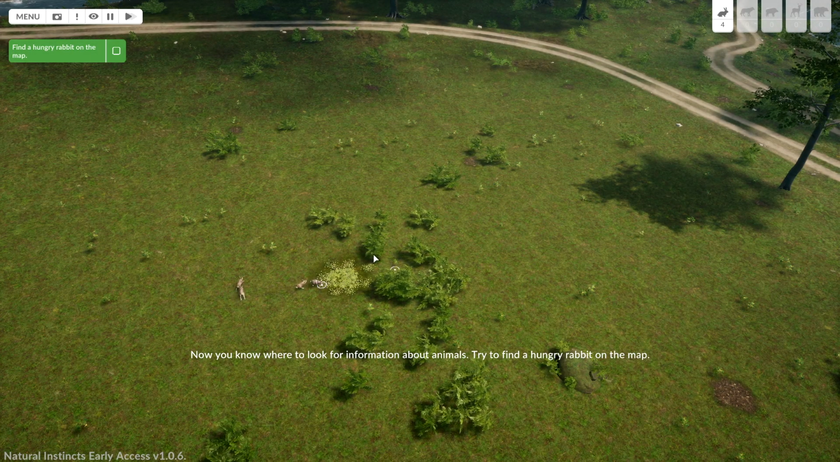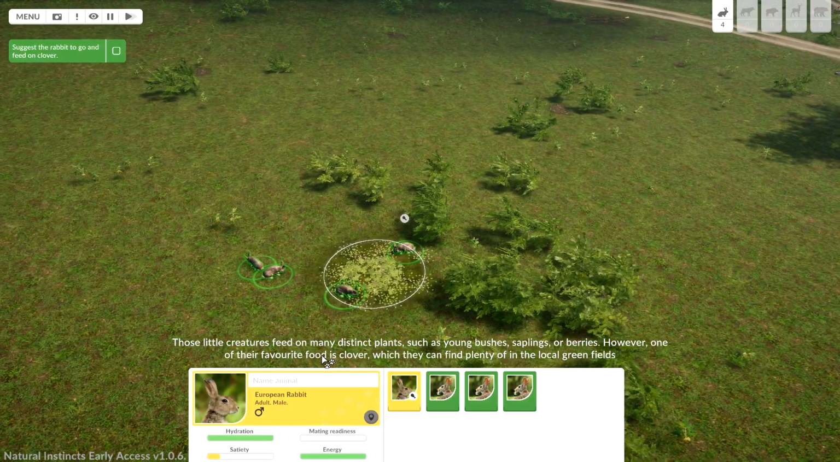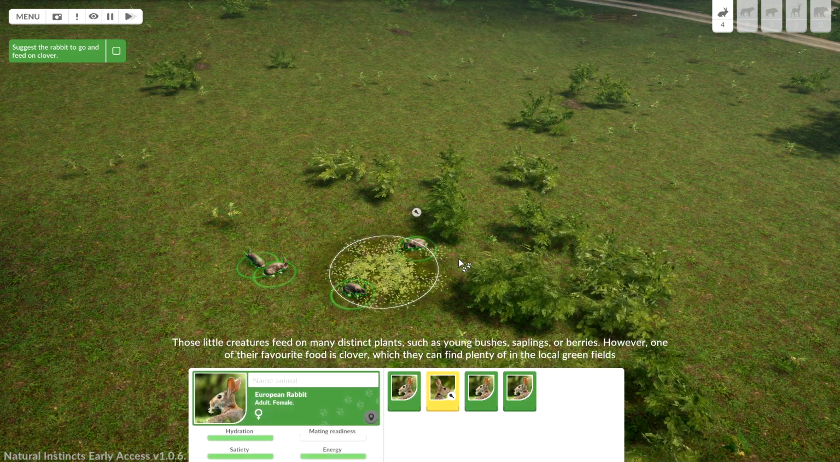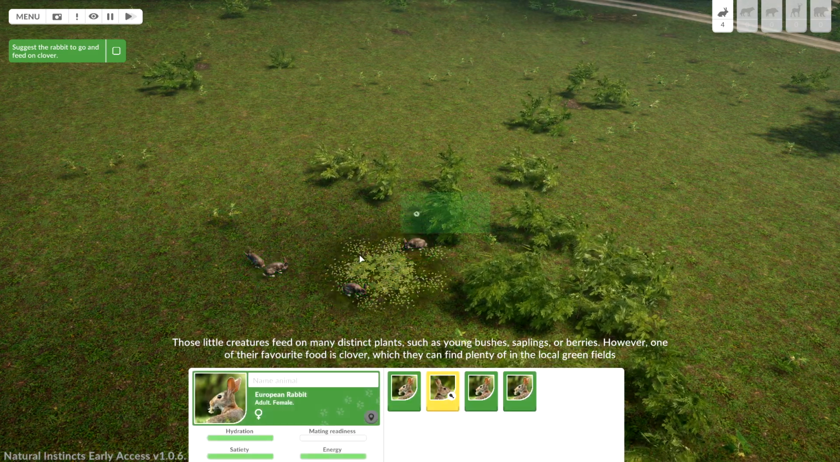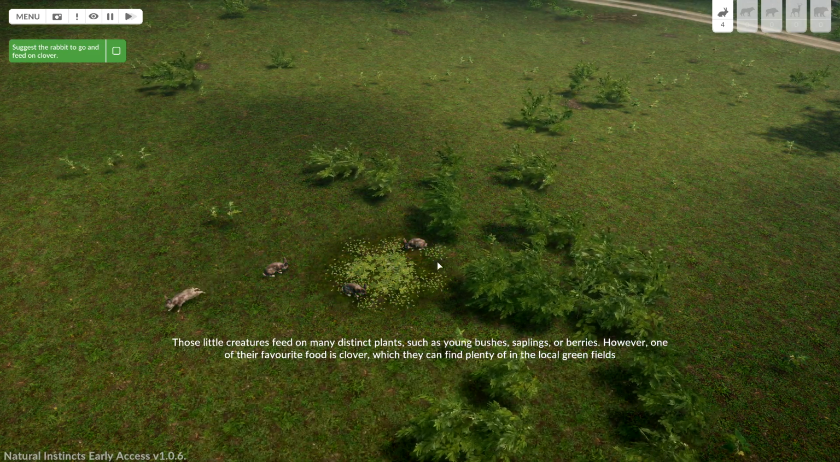Try to find a hungry rabbit on the map. Those little creatures feed on many distinct plants, such as young bushes, saplings, or berries. However, one of their favorite foods is clover, which they can find plenty of in the local green fields.